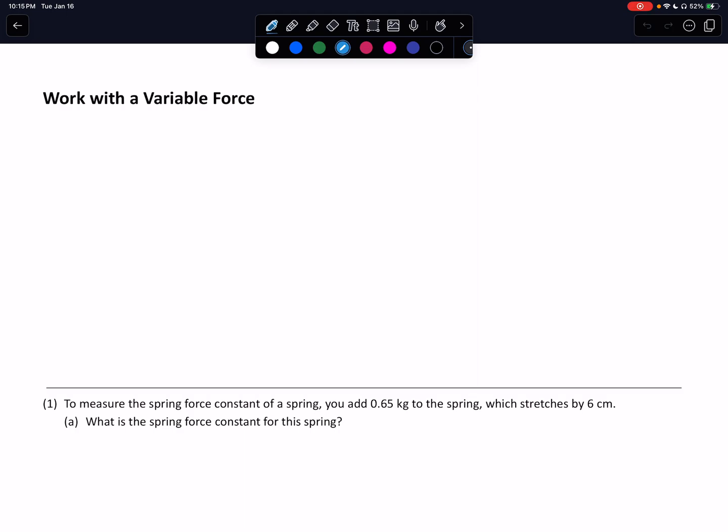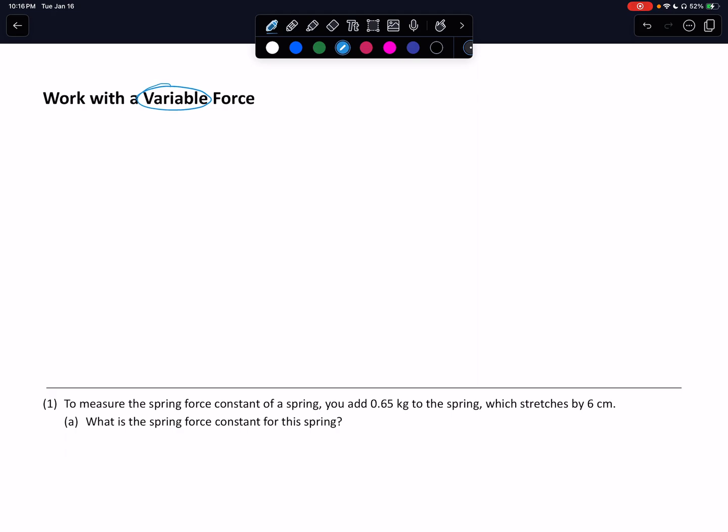This is another one in our series dealing with work and energy. This one's specifically going to look at the calculation of work when you are applying a variable force. We've already looked at calculation of work in the presence of a constant force, and that's where work is equal to the absolute value of force times the absolute value of displacement times the cosine of the angle between that motion and the force.